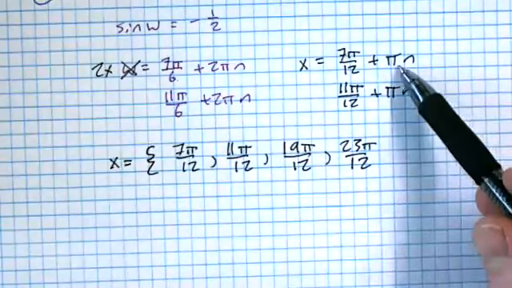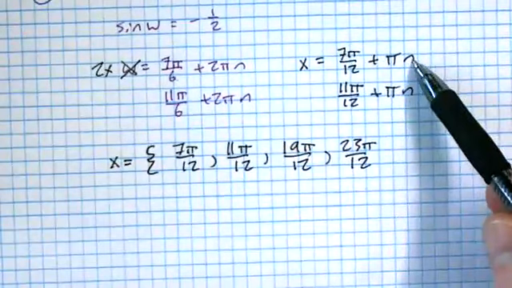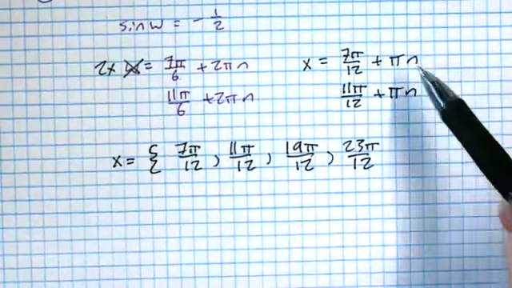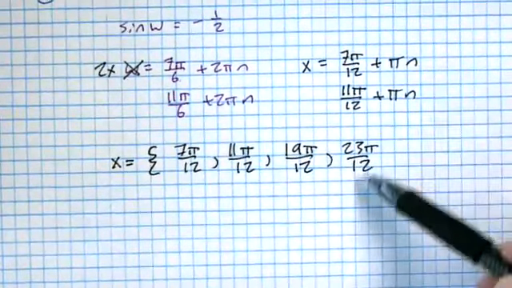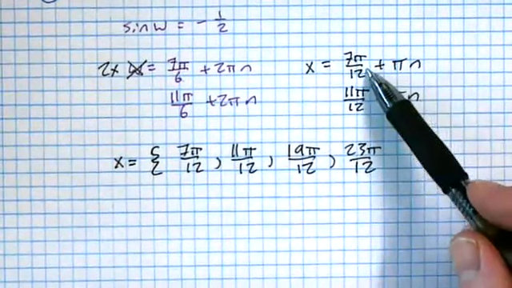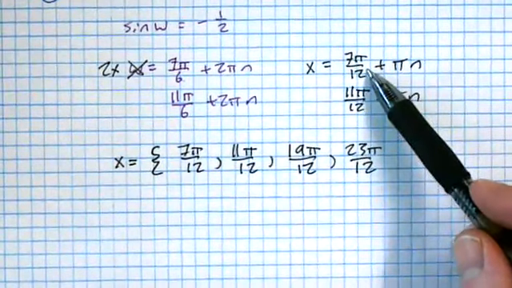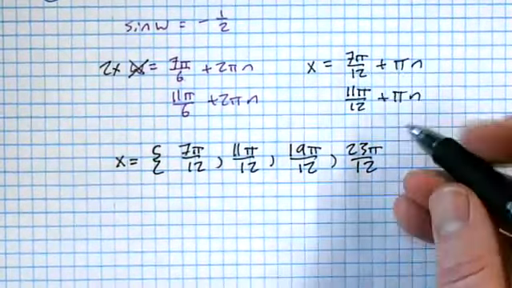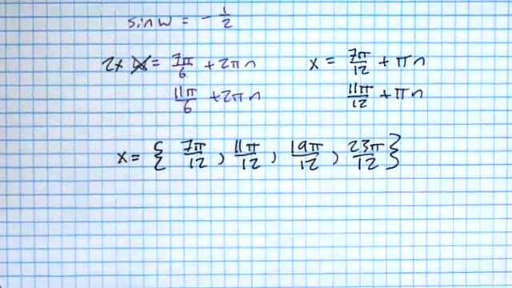So we added 1 pi. What if I added 2 pi? That's going to be too big, isn't it? That's going to push us over 2 pi. Same thing here. So we're not going to get any more. Well, what if I did -1 pi? If I did 7 pi over 12 minus pi? No, that's going to be negative, isn't it? So that gets us out of our range also. So there's actually 4 solutions to this.